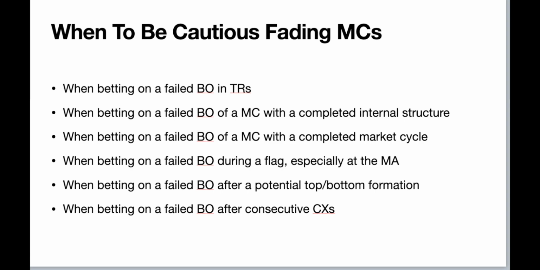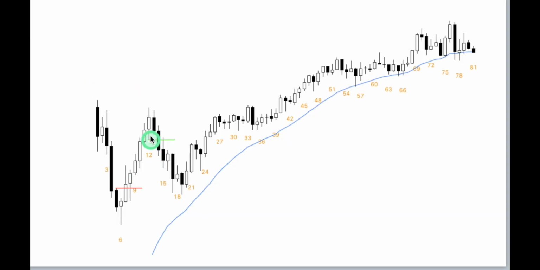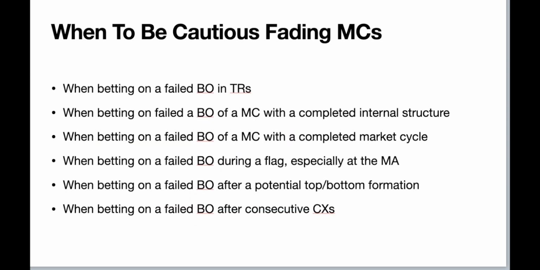I've talked about this throughout the chapter, but I want to just make a quick list of when to be cautious fading microchannels. So the first option is be cautious when betting on a failed breakout in a trading range. So situations like this, bull microchannel betting on a failed downside breakout, or bear microchannel betting on a failed upside breakout, you have to be more cautious in trading ranges, because first reversals often work well in trading ranges, and you might often get a deep pullback.